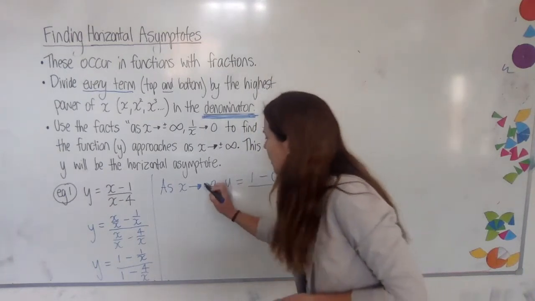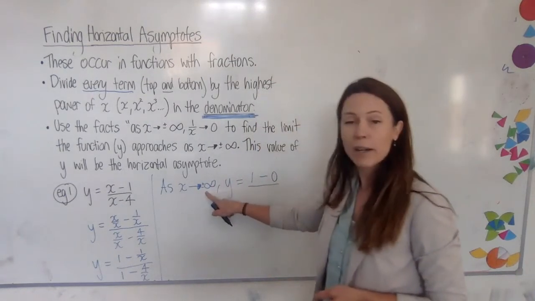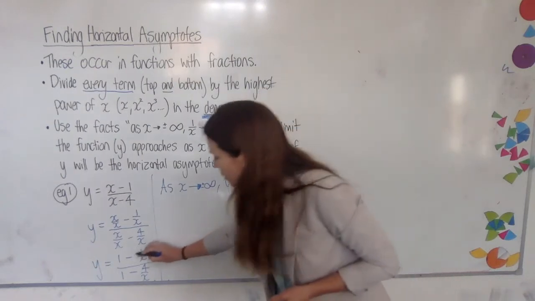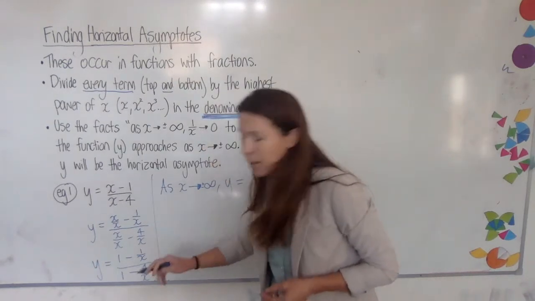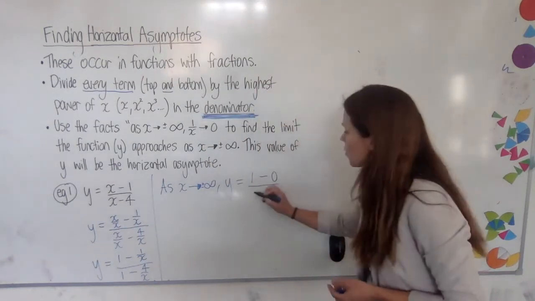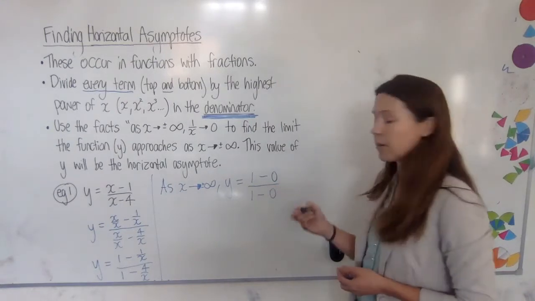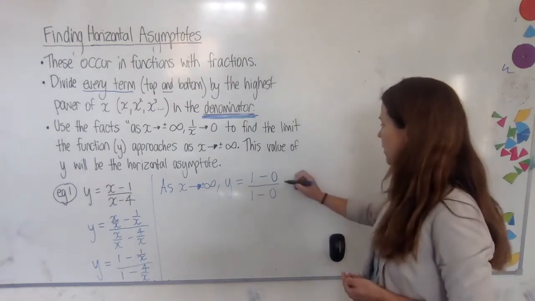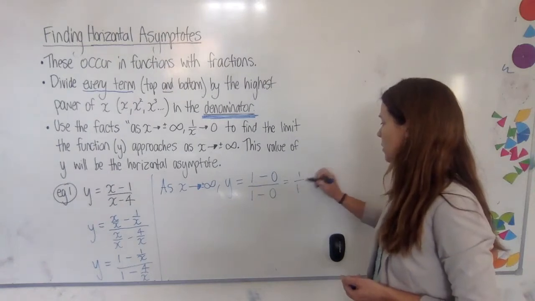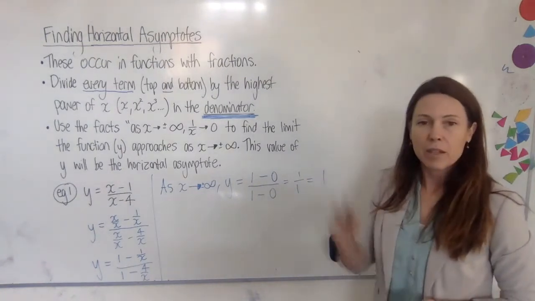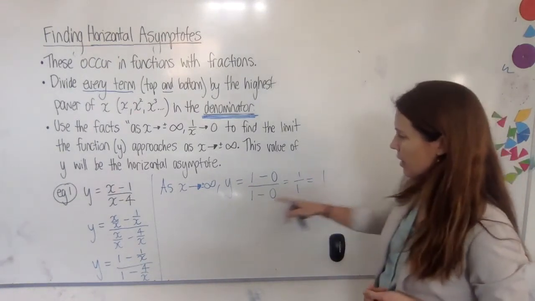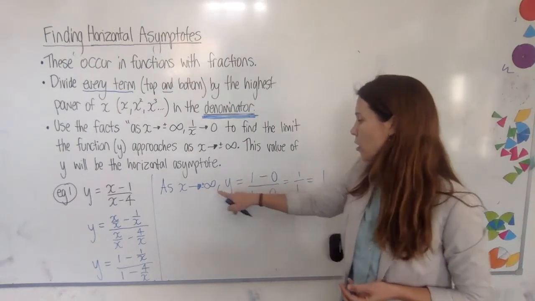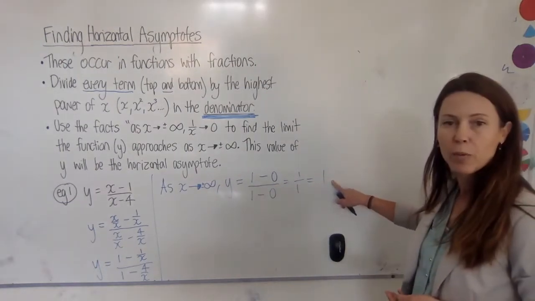So I can say here I've considered both plus or minus infinity, and either way, this part and this part are as good as 0. So what I've really got is 1 minus 0 over 1 minus 0. And that's the same as saying 1 over 1, which is of course just 1. So that's telling me that as x gets really large or really small, y is approaching 1.